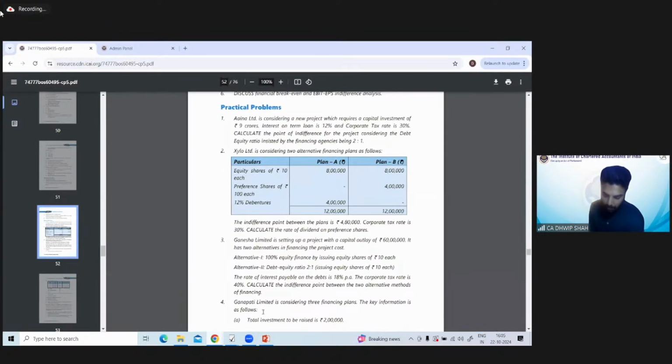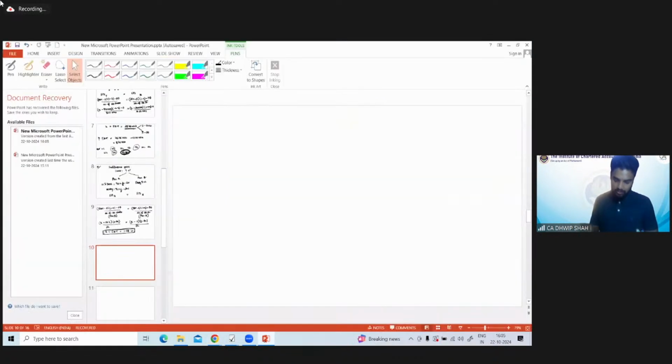So in question number 2, they have given the indifference point between the two plans. मतलब इसका मतलब क्या कि अगर Xylo Limited का EBIT is 480, then either you select plan A or plan B. कुछ फर्क नहीं पड़ेगा because दोनों में EPS would be same. Correct? But here they have asked to calculate the rate on preference shares. हाँ. We have the preference share capital of 4 lakh, but we don't know the dividend amount. Why? Because dividend rate is not given in the question.